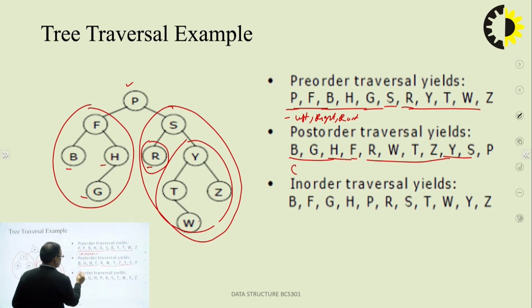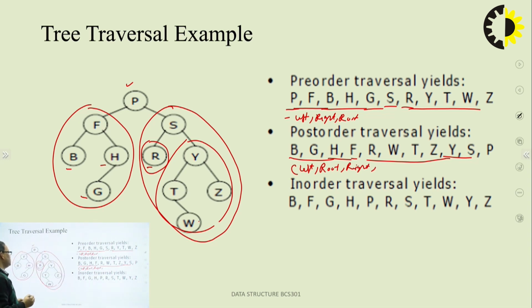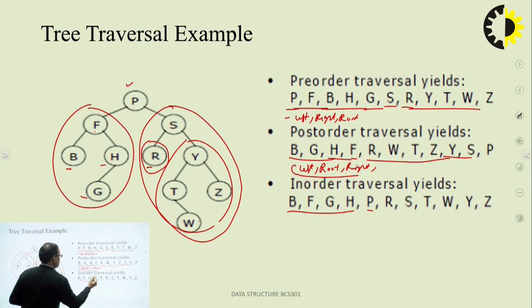Now come to the in order. To traverse the in order, we follow the rule left, root and right. So the in order traversal of the given tree will be, at first we will visit the left subtree. So left, root and right. So V, F, then G, H. This is the in order sequence of the left subtree. Now come to the root. Root is P. After that visit the right subtree following the rule left, root, right.